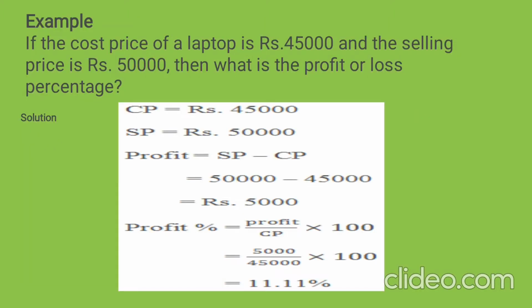Let us take an example here. If the cost price of a laptop is 45,000 and selling price is 50,000, then what is the profit or loss percentage? Well, cost price is 45,000, selling price is 50,000, hence we can say that it is a clear profit of 5,000 rupees. Thus, profit percentage is equal to 5,000 upon 45,000 into 100, which on simplification gives 11.11%.